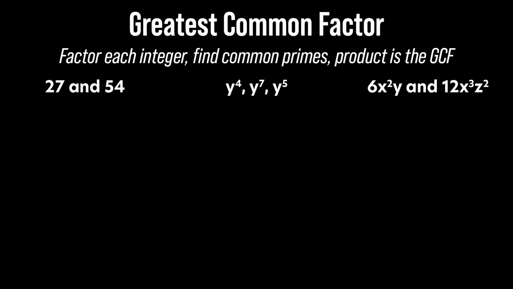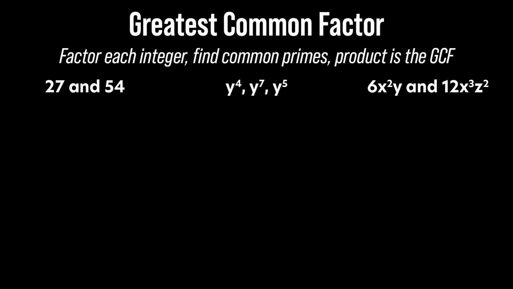Today we're going to learn about greatest common factor. The greatest common factor is the largest whole number that divides evenly into each integer. First, factor each integer, find the common primes, and the product is going to be the greatest common factor.